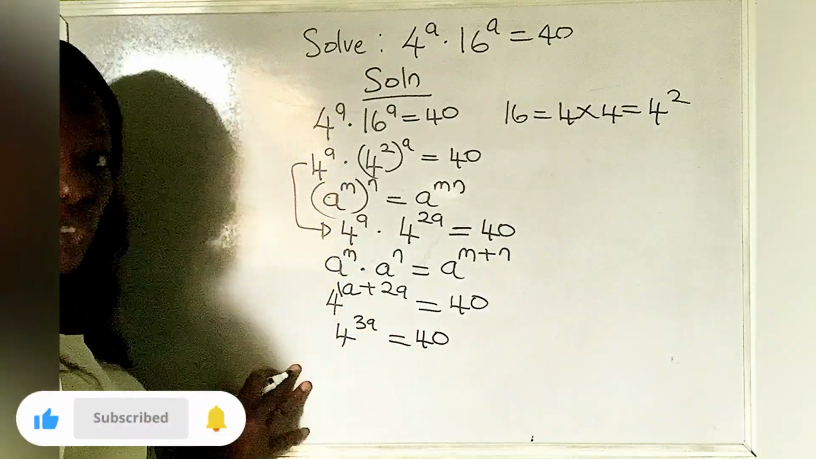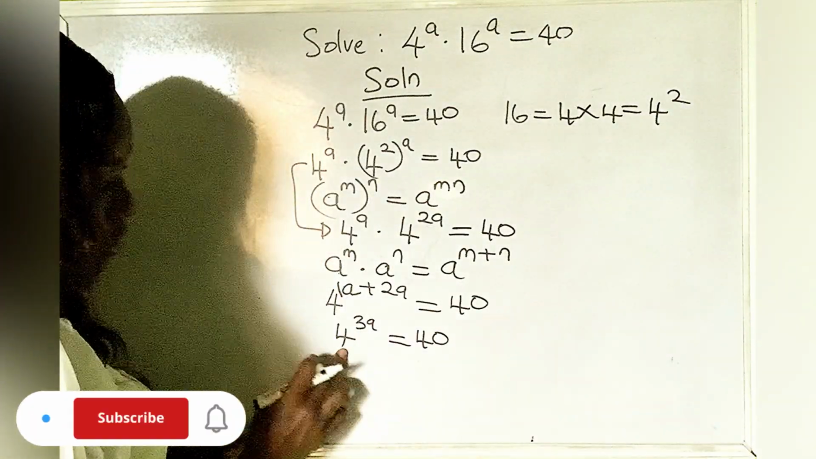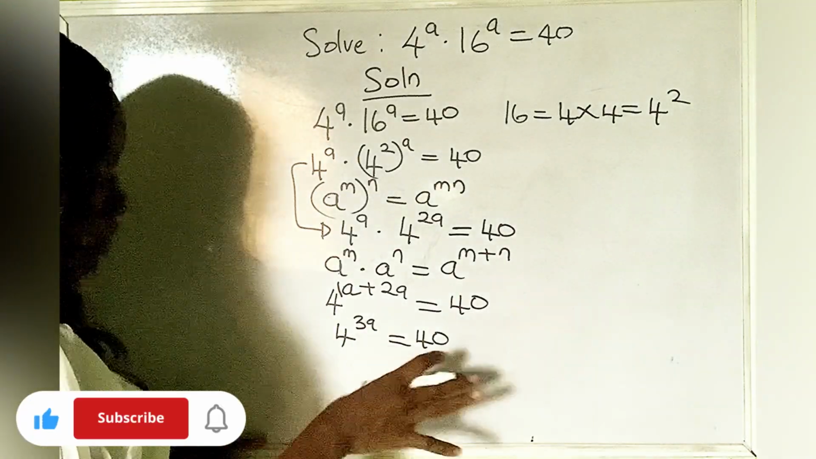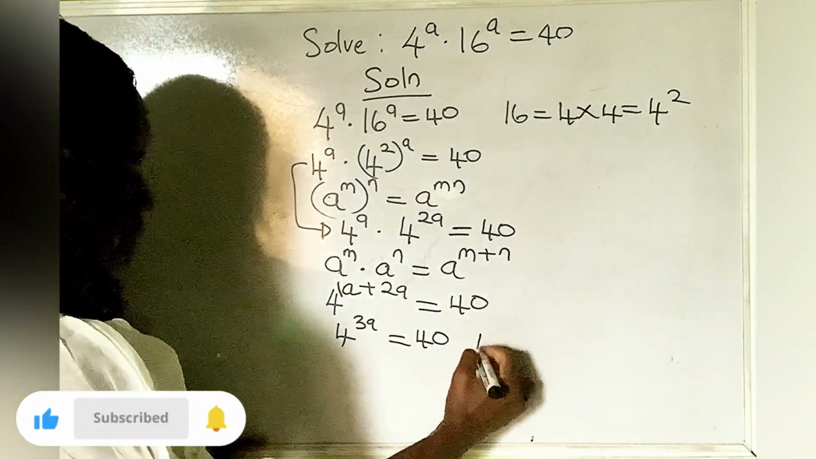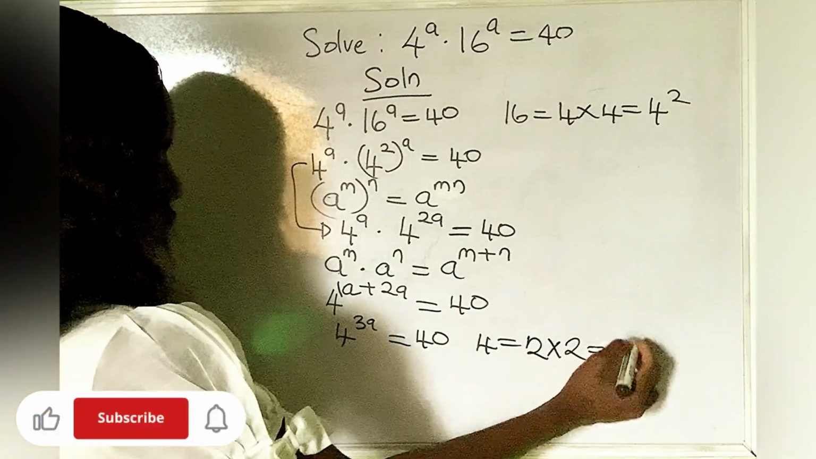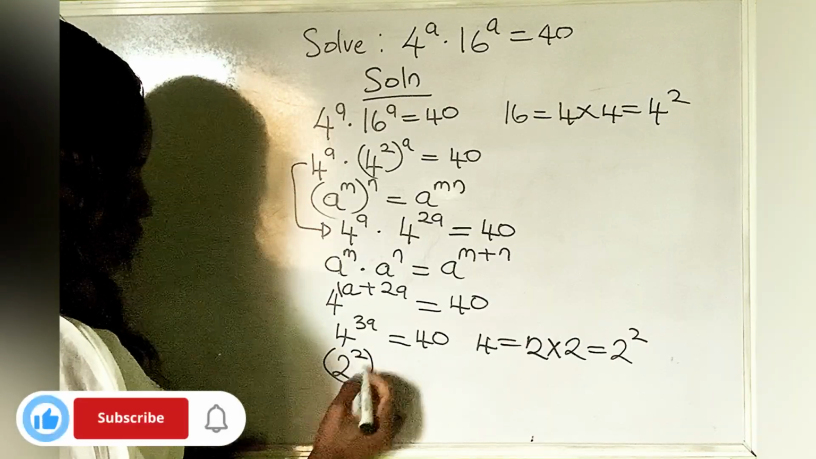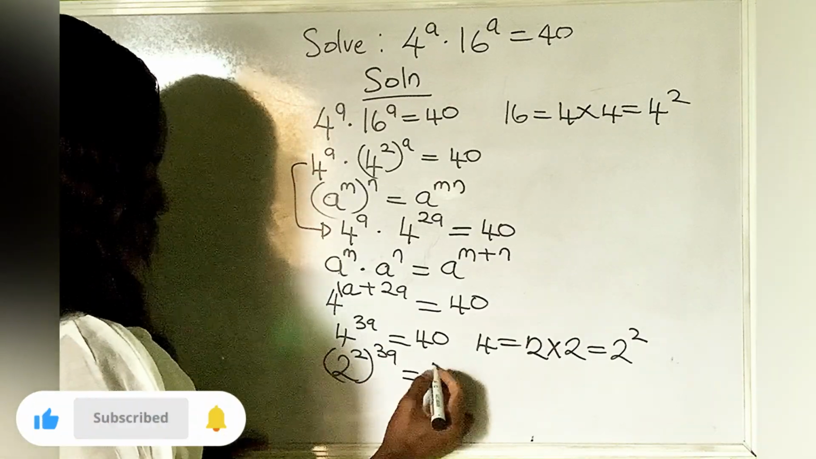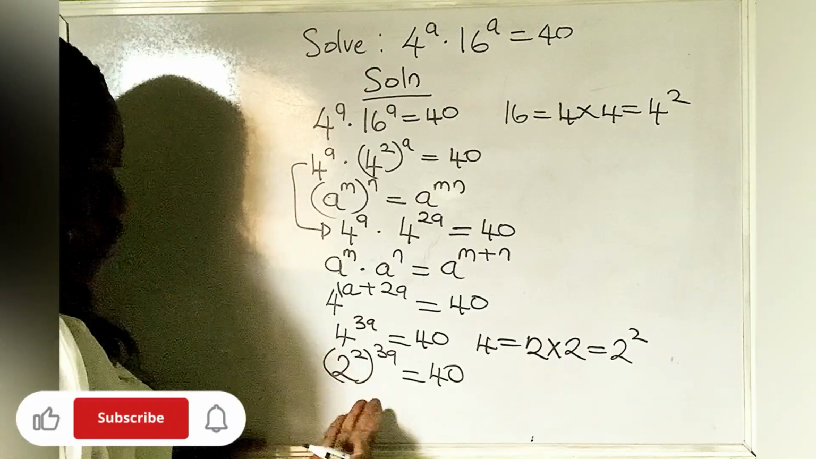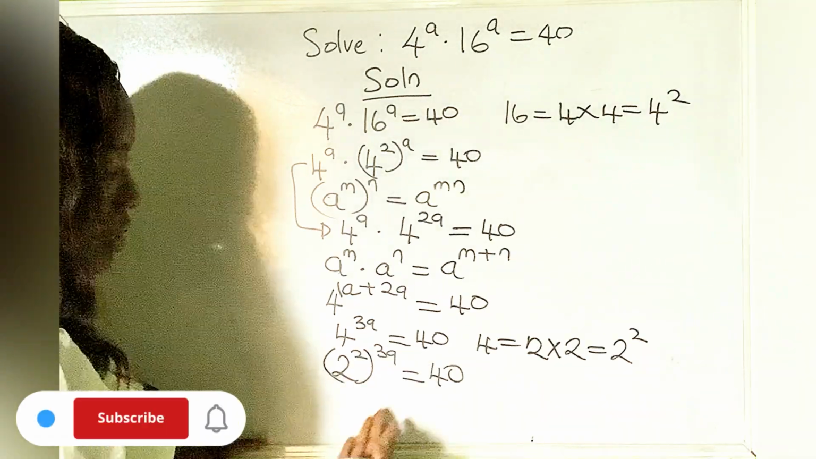Now, to make this equation easy, that is why I said this question will trick you. Let's convert base 4 to base 2 to make it easy for us to simplify along the line. So to do that, we see that 4 is the same thing as 2 multiplied by 2, that's equal to 2 raised to power 2. So we have 2 to the power of 2, raised to power 3a, is equal to 40. Now notice that 2 to the power of 2 is 4. So nothing has actually changed in this equation. We're just trying to make it easy for us.